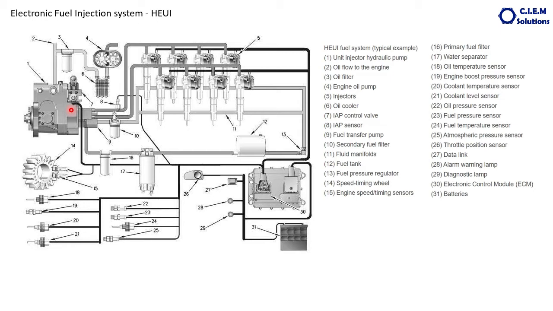So quantity means this IAP valve changes the movement of the swash plate inside to increase or decrease the volume. Then another signal goes to the injector solenoids. This solenoid mainly does two jobs. One is controlling the flow of the diesel. Diesel quantity is maintained, diesel metering is maintained through this operation of the solenoid, and also injection timing.